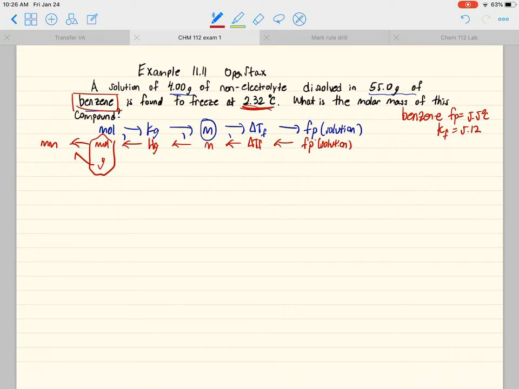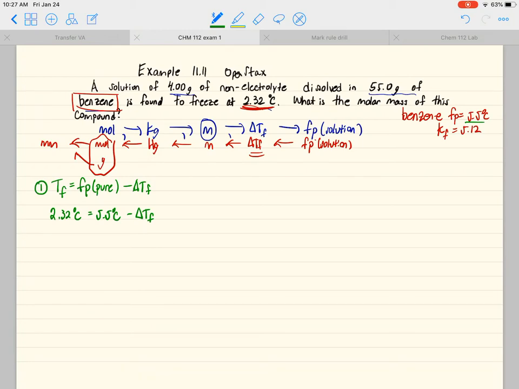So let's look at all of the formulas and see where to go from this. The first thing we want to do is calculate the change in the freezing point. Now, you might think it's 2.32, but it's not. Let me show you why. So step 1, we use this formula: the temperature of the freezing point is equal to the pure minus the change. The freezing point of the solution is 2.32 degrees Celsius, and the pure benzene melts at 5.5 degrees Celsius. And we don't know what the change is.